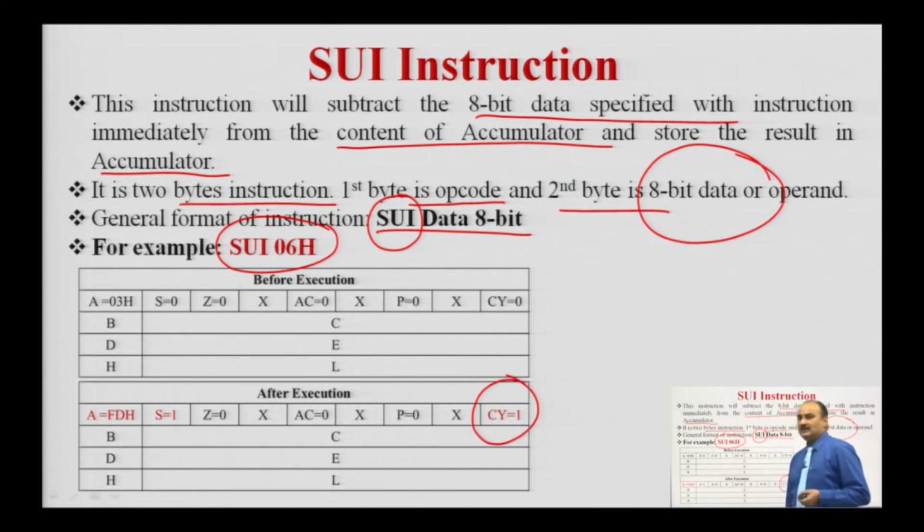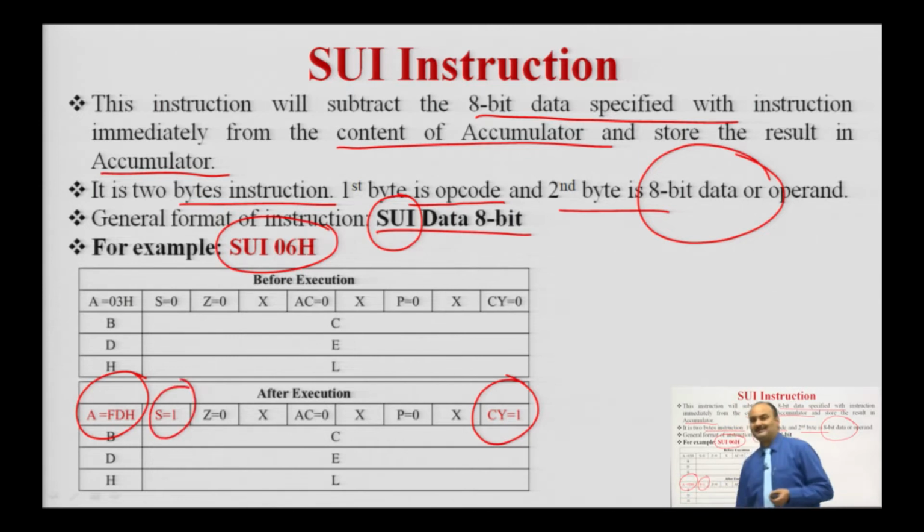This indicates that the higher number is subtracted from the lower number, and after the subtraction operation the result will be stored into the accumulator. So, after the execution of this instruction the result is FDH, which is stored back into the accumulator. Since the result is negative, the sign flag is set to 1 to indicate that the number is negative. Here the result FD is nothing but the 2's complement of the subtraction, that is if we subtract 06 from 03.